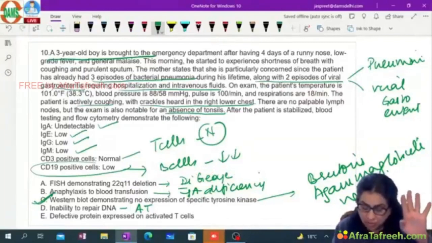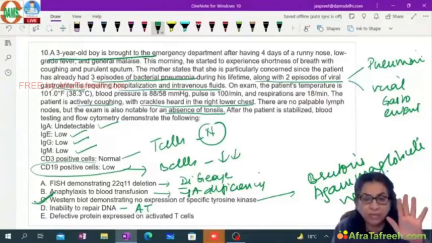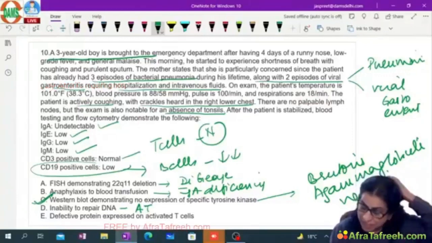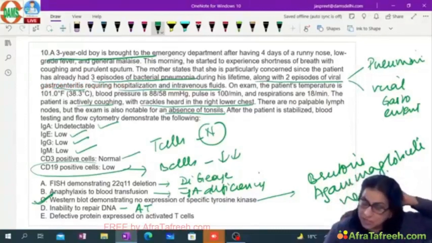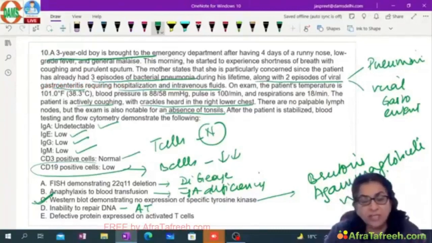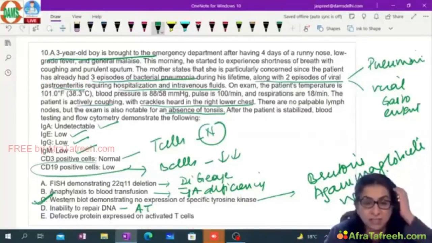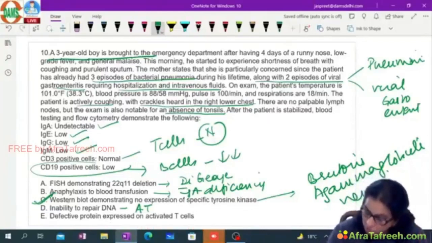The child is 3 years old, but already he has had 3 episodes of bacterial pneumonia in his lifetime plus viral gastroenteritis. So his antibodies are deficient. You know, IgG antibodies fight these bacterial infections and also enteroviral infections. So this is Bruton's agammaglobulinemia.